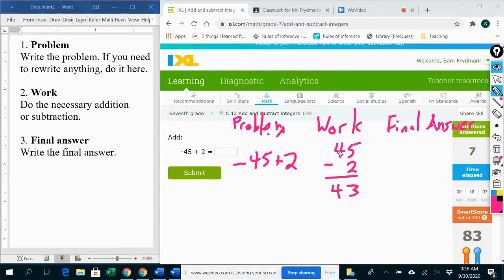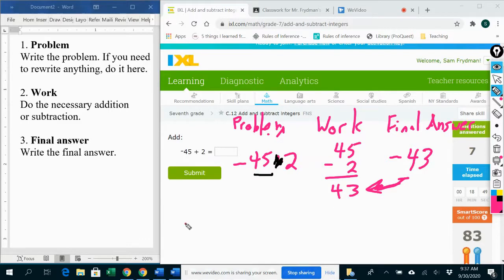Now, again, the rule says take the symbol in front of the larger number. And if I ignore these symbols for a second and just focus on the absolute values, 45 and 2, which number is bigger, 45 or 2? Well, 45 is bigger. Now I'm going to remember the symbol that was in front of the 45 was that negative symbol. So my final answer is going to be negative. Not -45 though, -43, which is what we worked out when we did the subtraction.